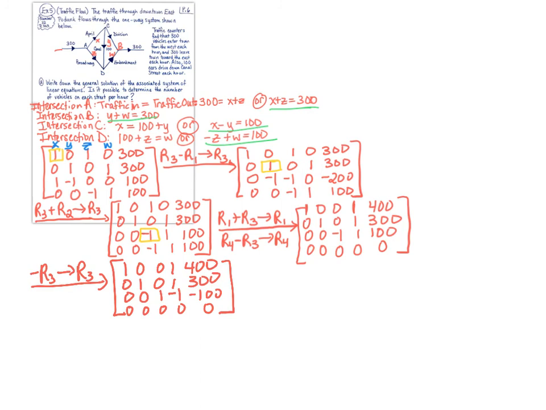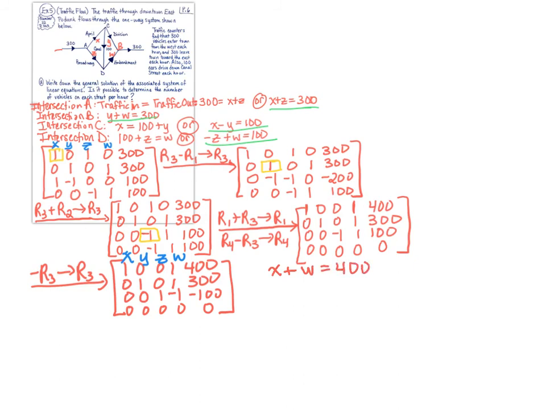Now, translating this information, remember what our columns represent. This column is X, this is Y, Z, and W, right? And so what this row of zeros means is that W is going to be arbitrary because we don't have a leading 1 here. So this translates as, we'll write down the equations based on the row. This row says X plus W equals 400. So we have X plus W equals 400.